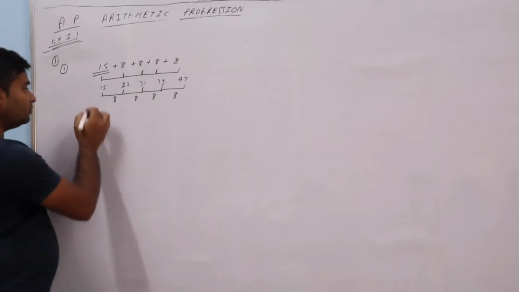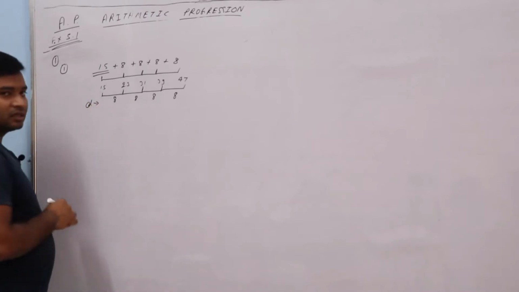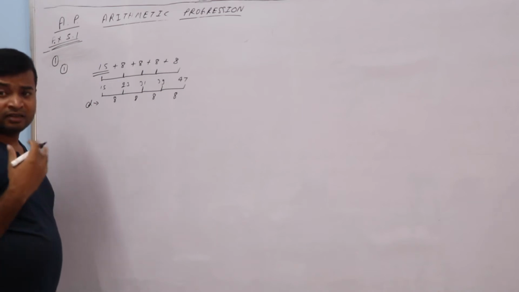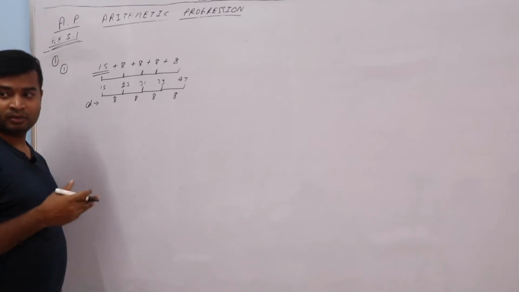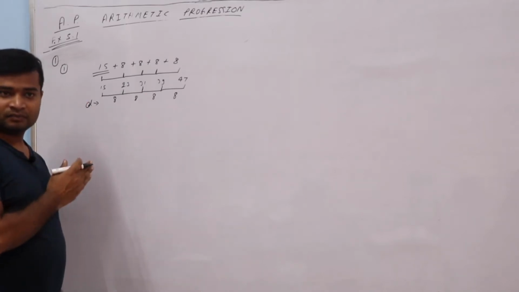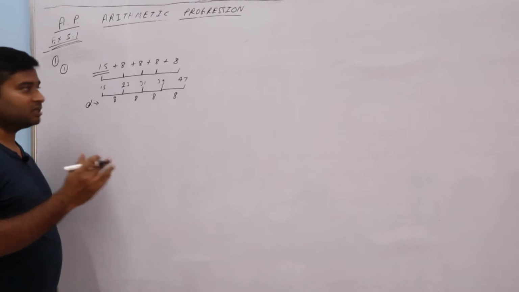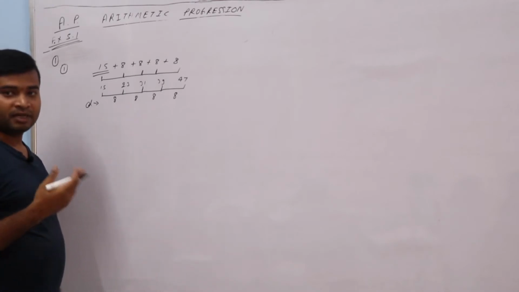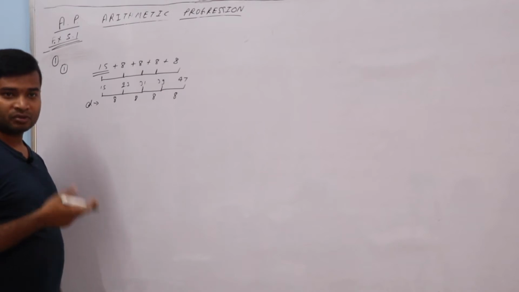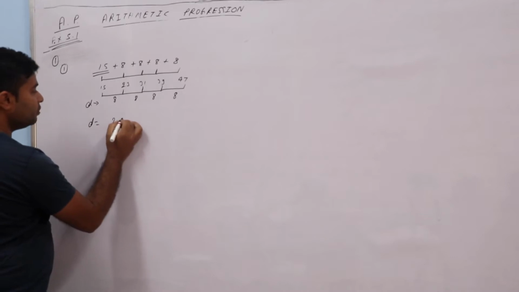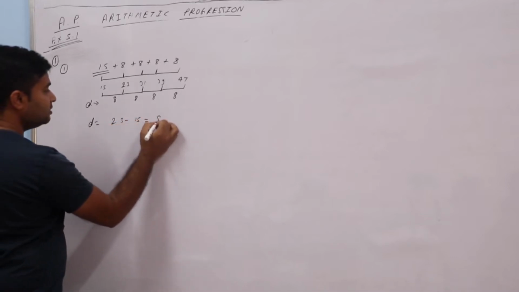Remember how to find the common difference? D is the second term minus first term, always. A2 minus A1. If you remember bigger minus smaller, again it will be a problem. So second term minus first term. Here D is equal to 23 minus 15, which is 8.